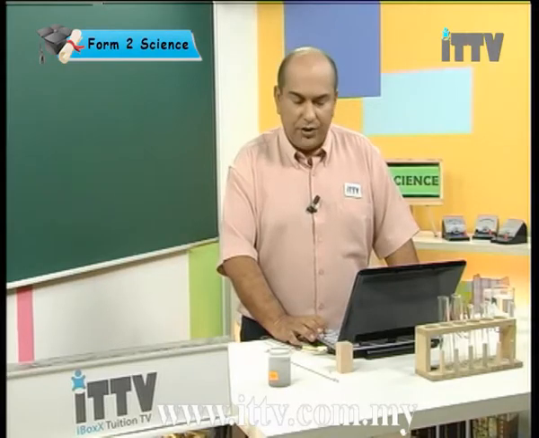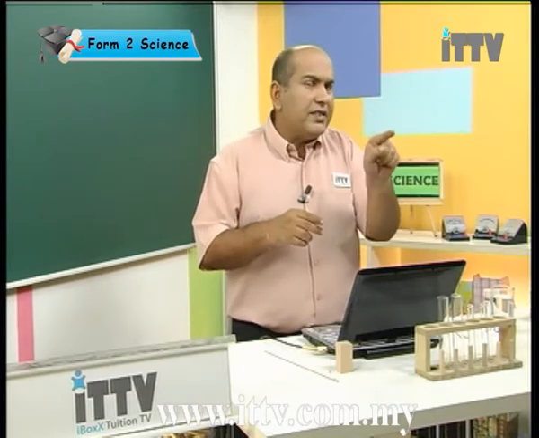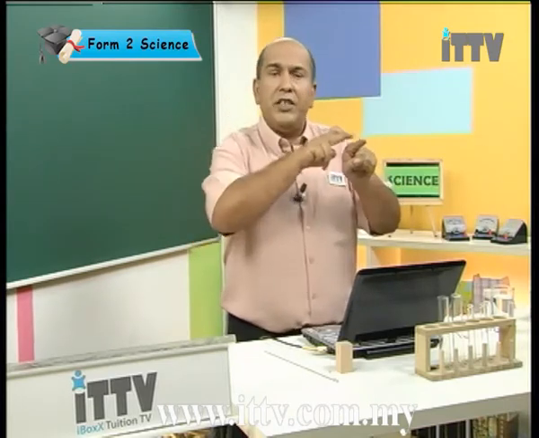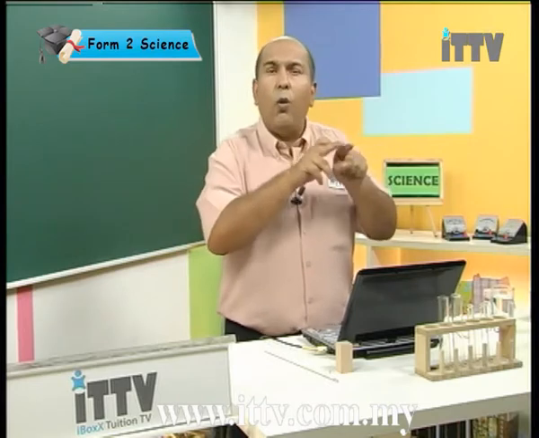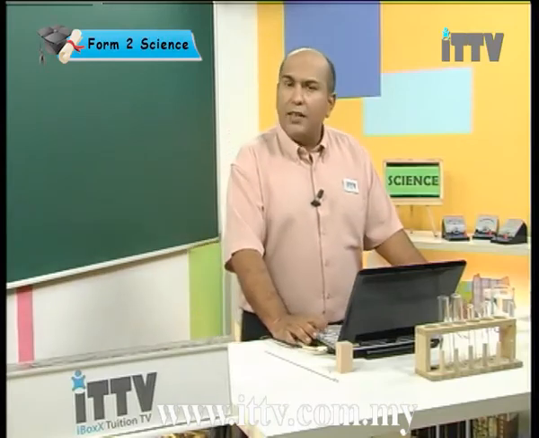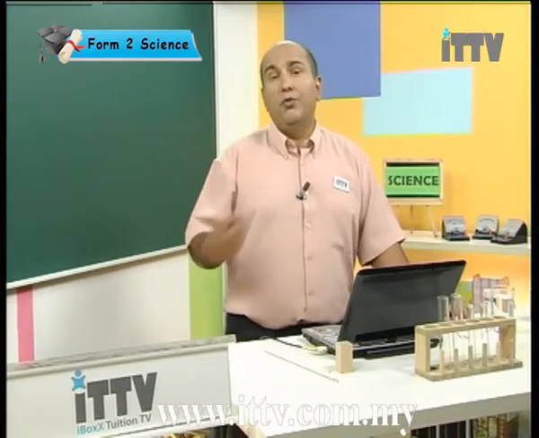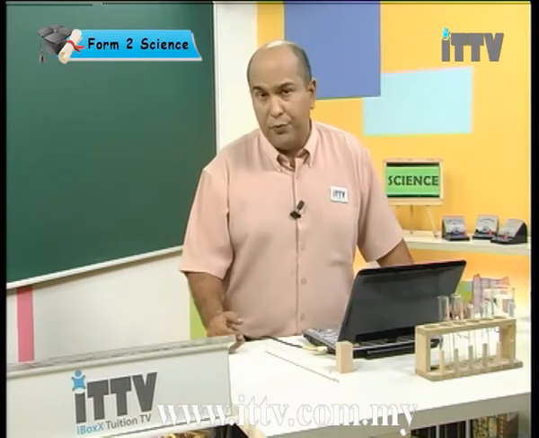Let's try one last question. The information is sent by what? So what we're talking about here now is from the receptor to the brain, the information has to travel. How or through what does the information travel? Let's have a look at the answer. Nerves. The information is sent by nerves. You can also call them neurons. There's no difference between the two.